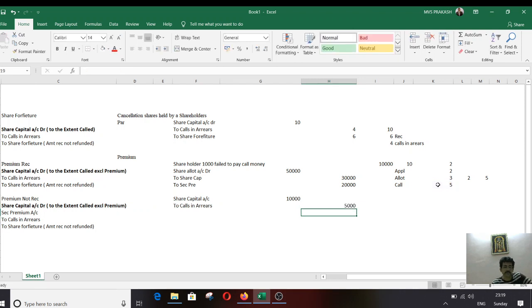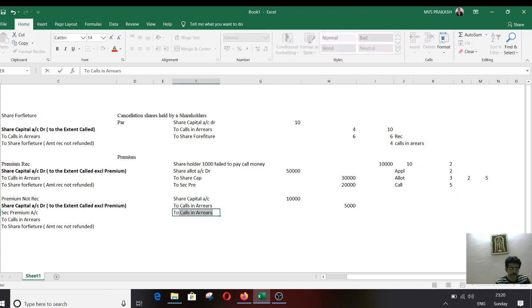How much amount has he paid? He has paid me my application money and my allotment money. Total amount he has paid me is 5 rupees. So the total is nothing but your share forfeiture.